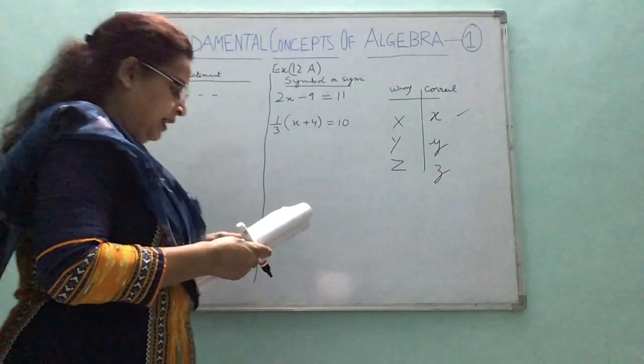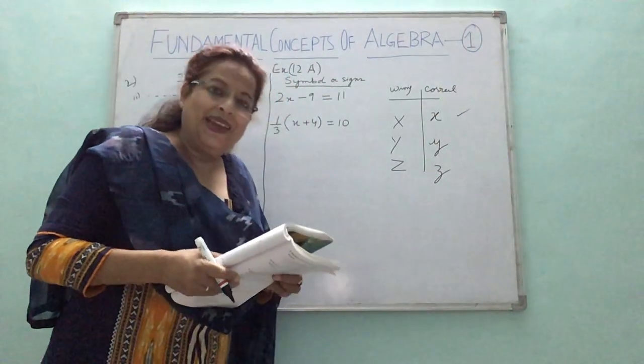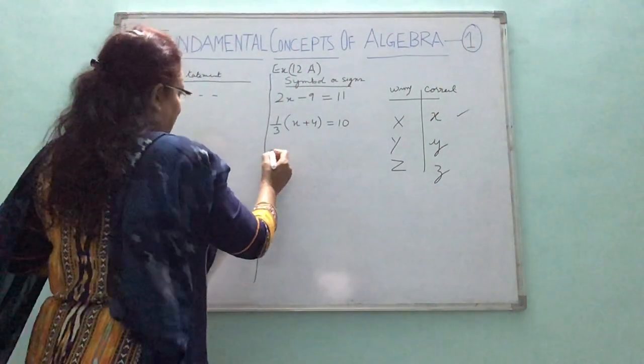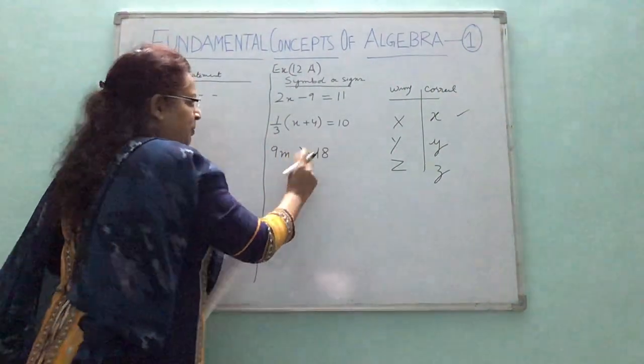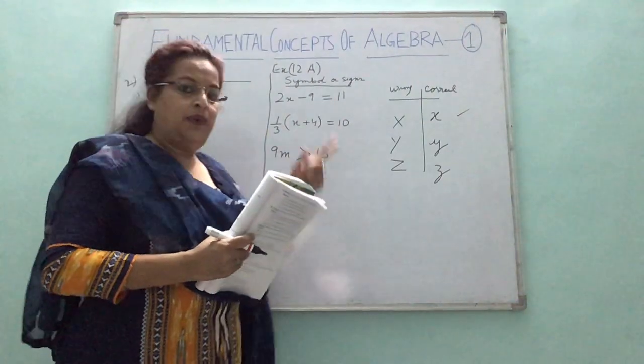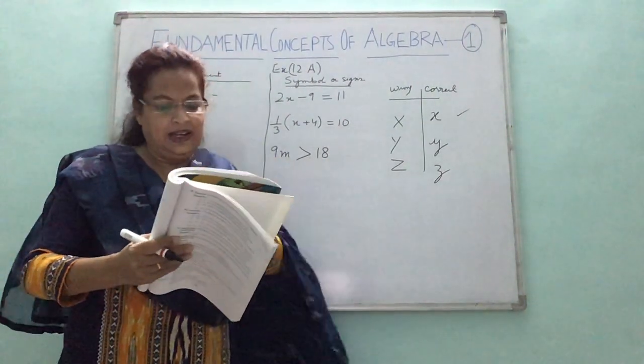Okay, sixth one. 9 times m is greater than 18. So we put greater than symbol. Gives means equals, and greater than 18.